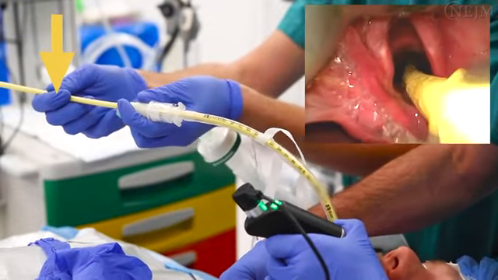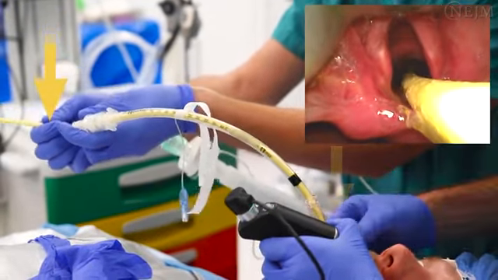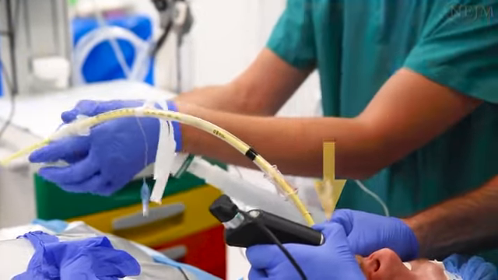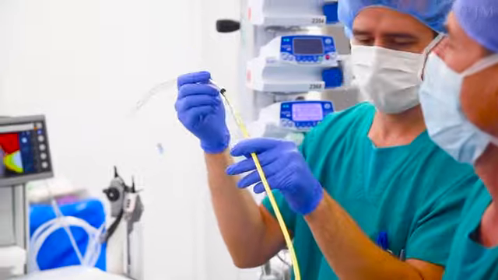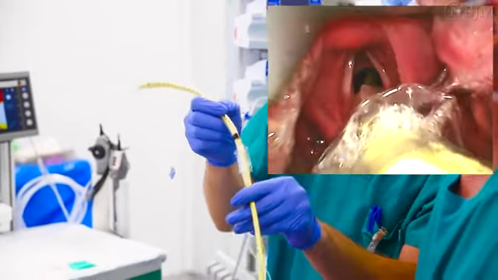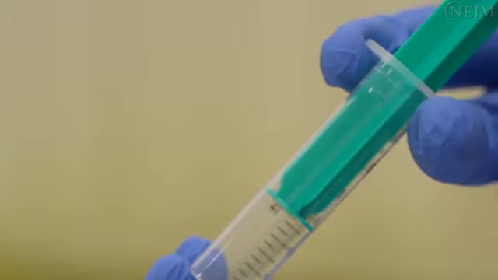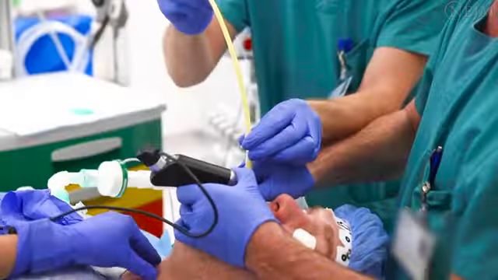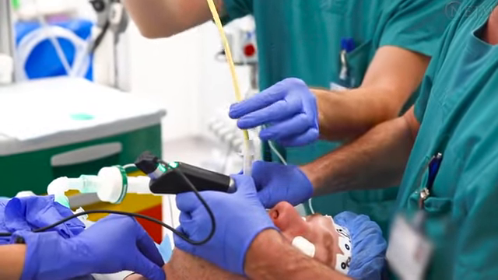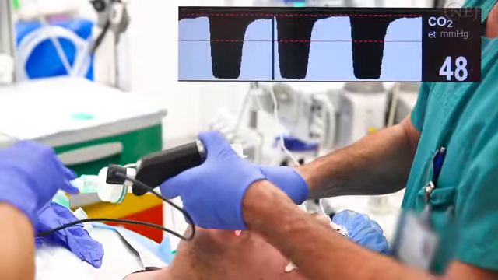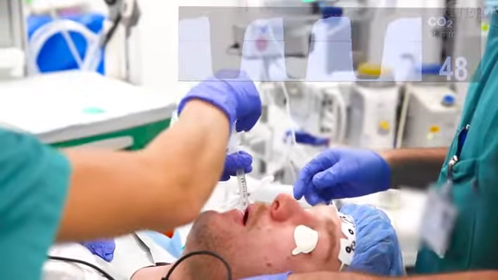Make sure that the airway exchange catheter is not dislodged from the glottis by holding it in place. Thread the new oral tube over the airway exchange catheter. Consider rotating the tube as you insert it. Inflate the cuff and then remove the airway exchange catheter. Make sure that a carbon dioxide tracing can be seen on the anesthesia monitor.